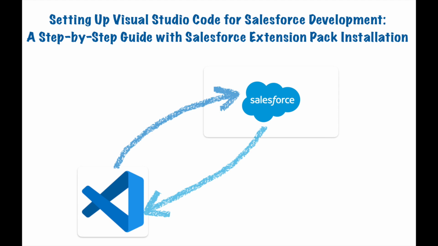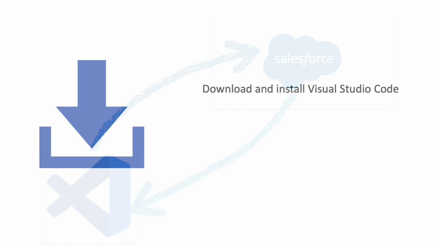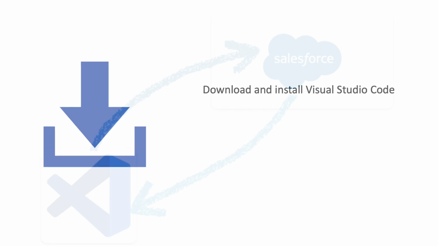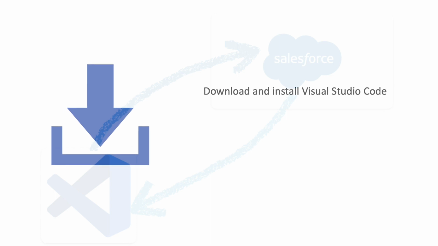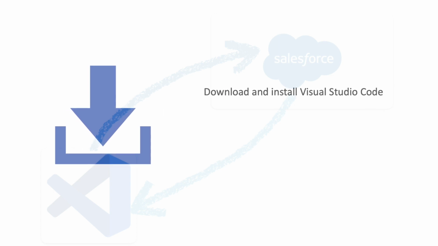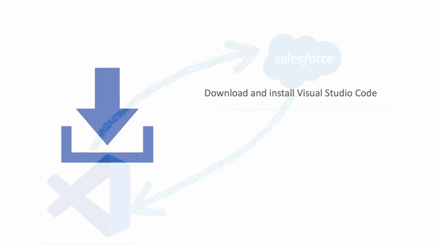In today's video, we will guide you through the process of setting up Visual Studio Code for Salesforce development and installing the Salesforce extension pack. So let's get started. This tutorial is divided into 4 sections. Section 1, download and install Visual Studio Code. In this first section, I will walk you through the process of downloading and setting up Visual Studio Code. Once you have Visual Studio Code installed, you are ready to move on to the next step.